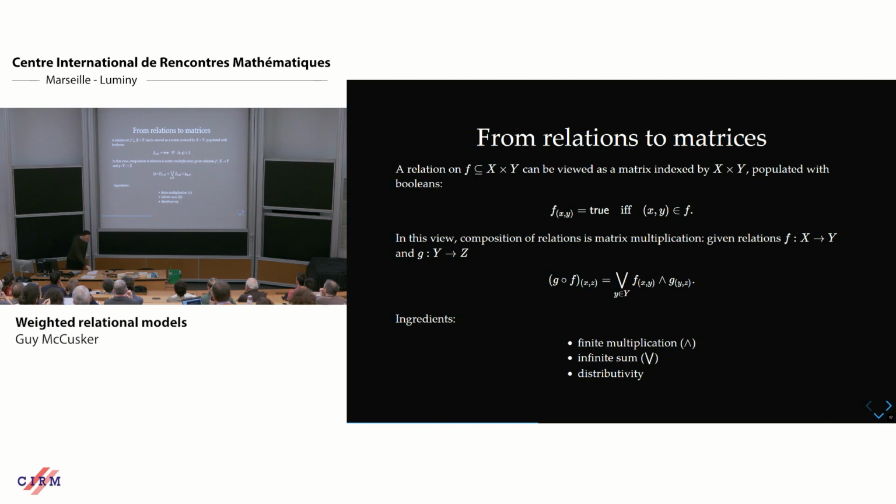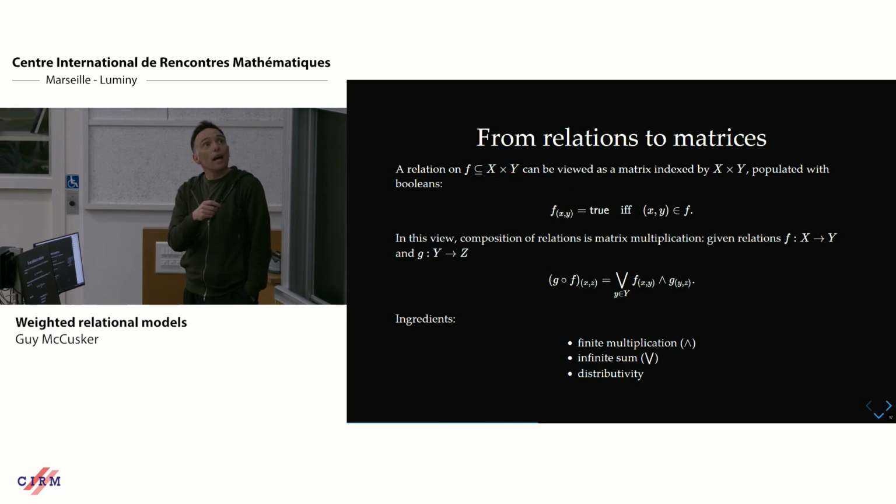So what does that mean? Well, you can think of a relation like this as a matrix, indexed by the sets X and Y, and containing Booleans, right? So it just contains a true at position X, Y if you want X, Y to be a member of this relation. So that's the end of that.